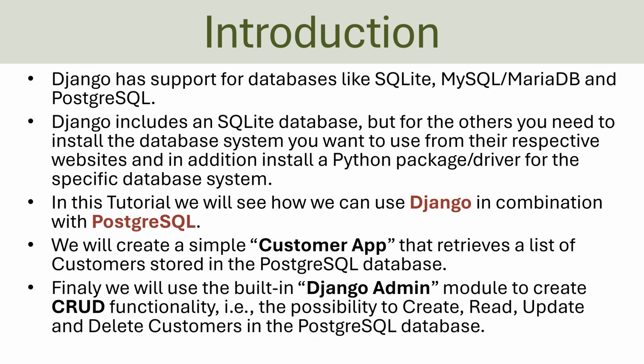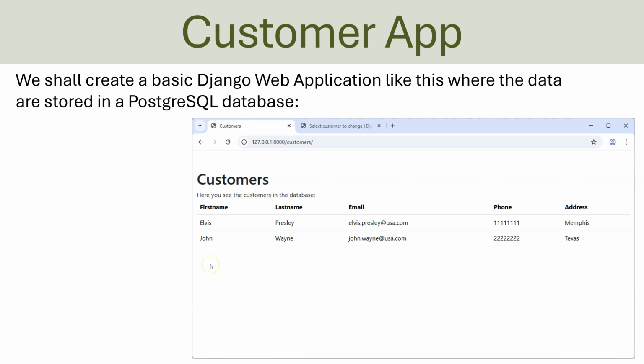database. So here you see the Django application that we are going to create as part of this tutorial. It's a basic customer application that just shows a list of customers, and these customers are stored in the PostgreSQL database.